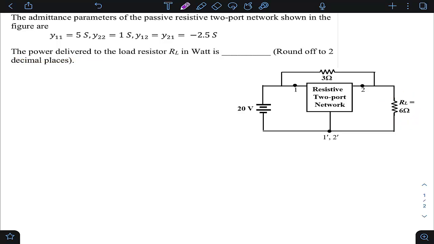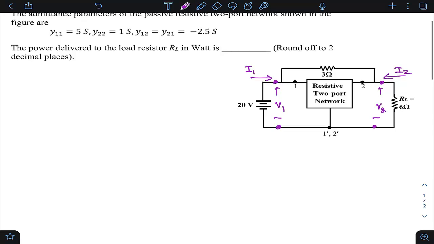By standard notation of a two-port network, the overall two-port network is this one which I am highlighting by these dots. The terminal voltage is V1 and this terminal voltage is V2. The two-port currents are assumed to be entering into the terminal. So this is I1 and this is I2. I am supposed to find the power delivered to load resistor RL.